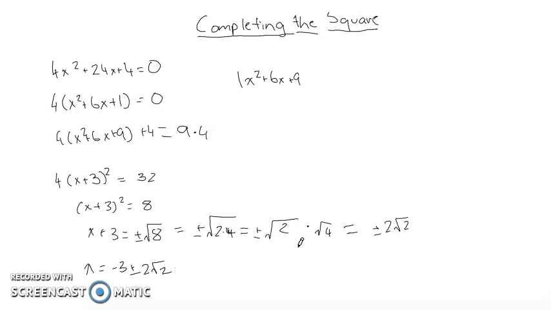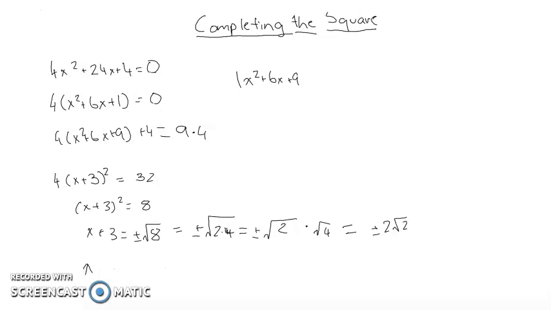The whole idea in simplifying a radical is getting rid of any perfect square factors. So now we have x equal to negative 3. Let me just redo that. I'm sorry. You get x equals negative 3 plus or minus 2 square root 2.